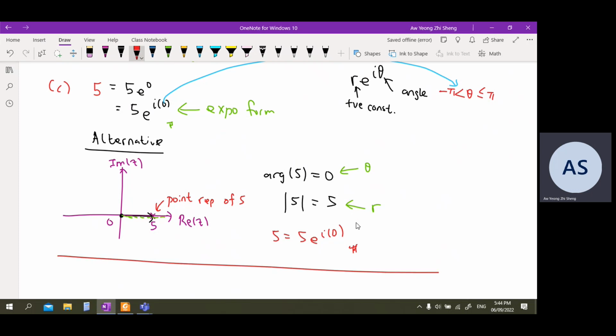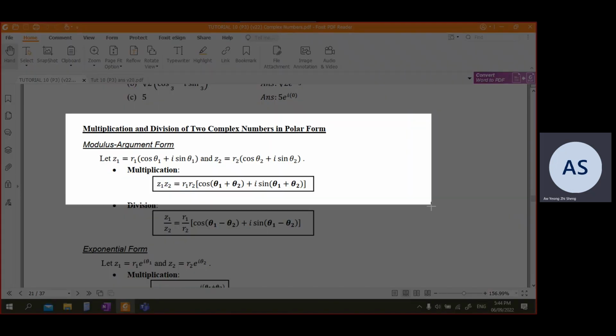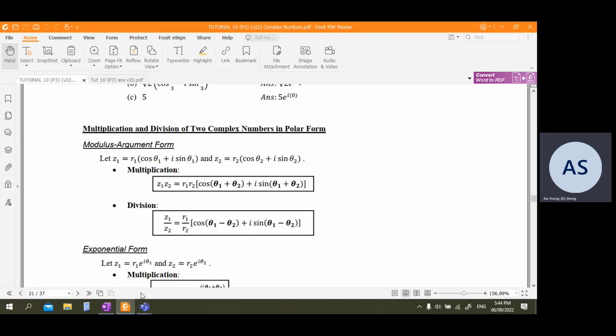Right. Question 4 is done. Now we'll move to the bottom part of page 21. Multiplication and division of two complex numbers in polar form.